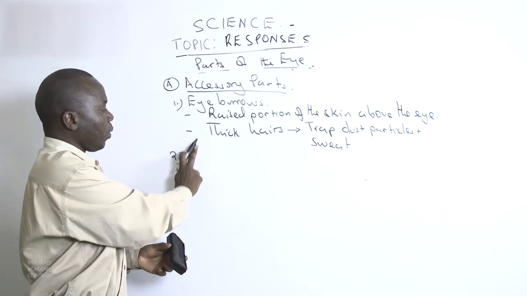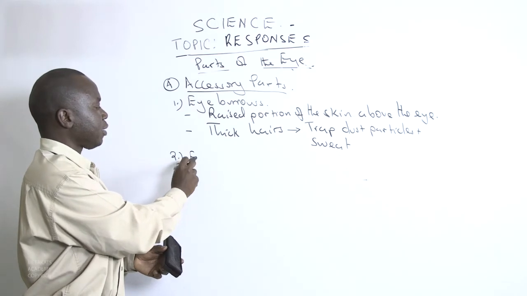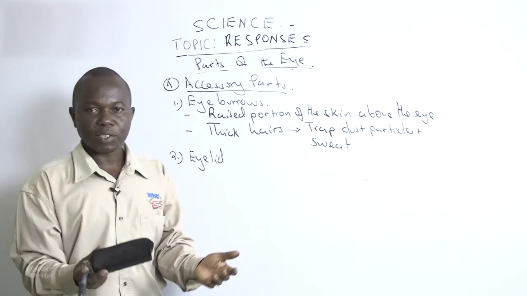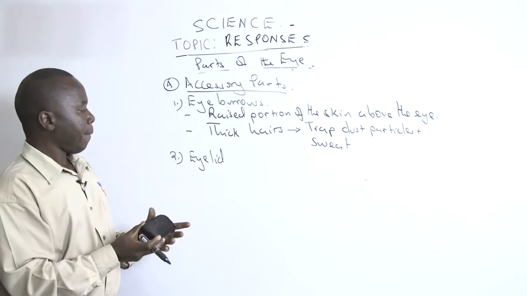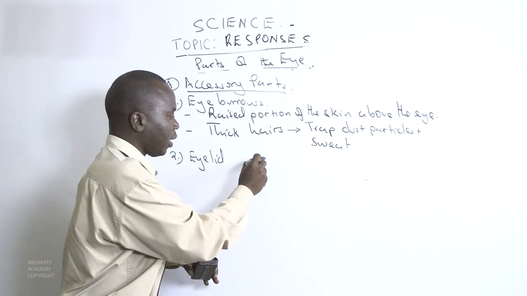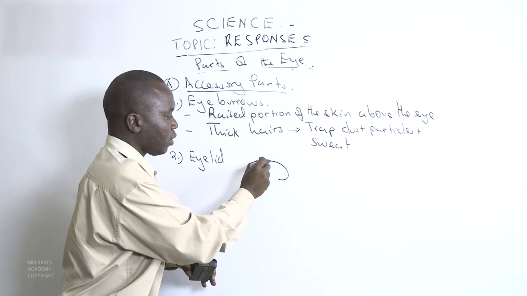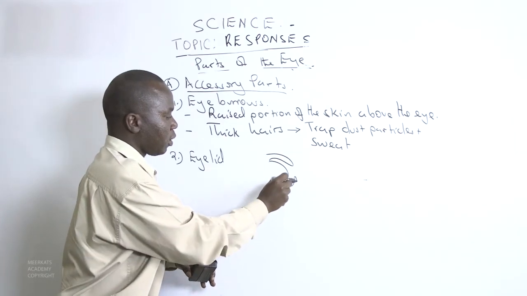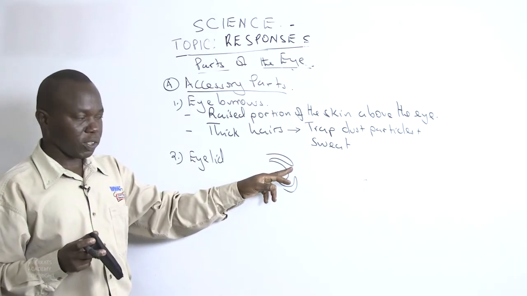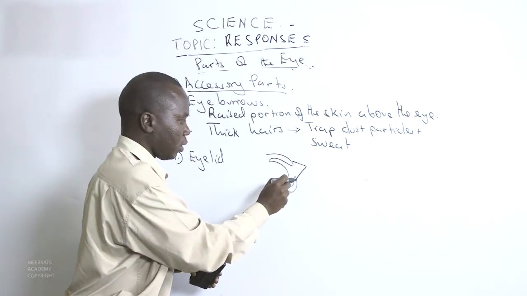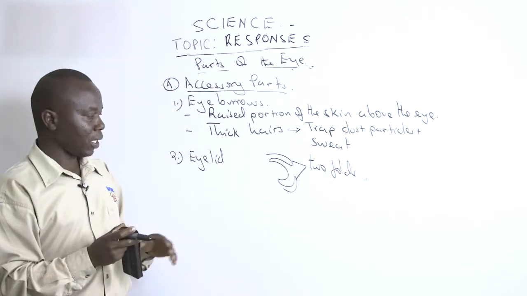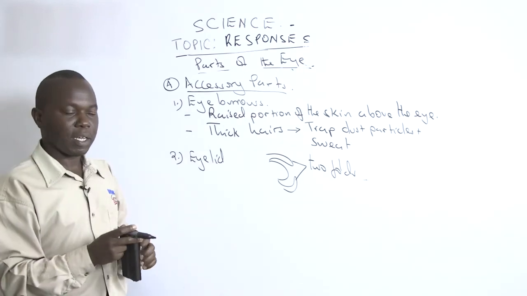Then we have other parts like the eyelid. The eyelid is not the major part of the eye. But if you look at the eyelid, it's not just one. Every eye has 2 eyelids. Just like we have drawn, that will be the eyelid. That will be the eyelid. So these are 2 folds of the skin that usually cover the eyeball.